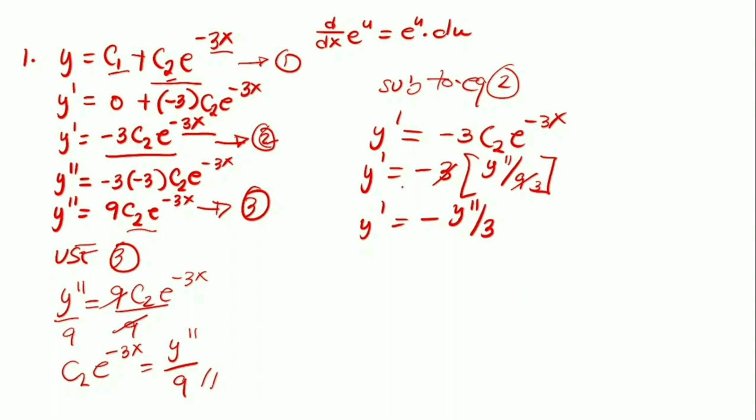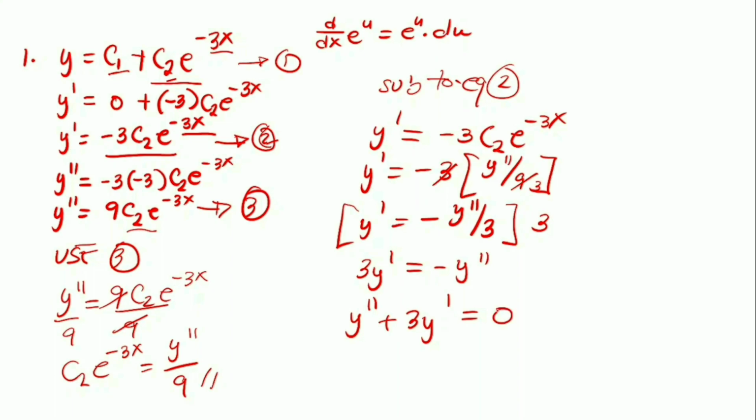Then, in order to eliminate the denominator, you need to multiply the whole equation by 3. Okay? So, 3y prime is equal to negative y double prime. Then, arrange the equation. So, y double prime plus 3y prime is equal to 0. So, this will be the final answer.